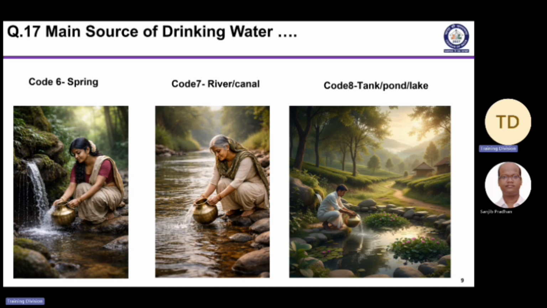Is there any difference between these three things? Why do we have different codes for these three things? One is stagnant water, another is moving water, and of these three, the spring is considered to be clearer and purer. The purity is different. So that's why, even though these are all natural water bodies, these three are given different codes, 6, 7, and 8.